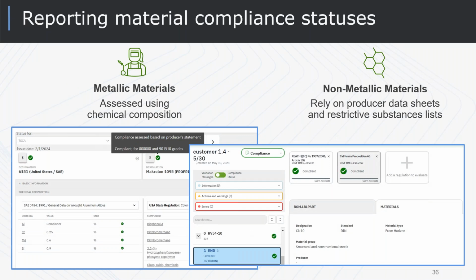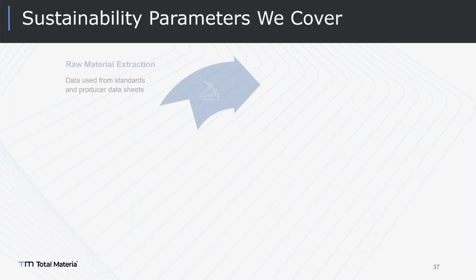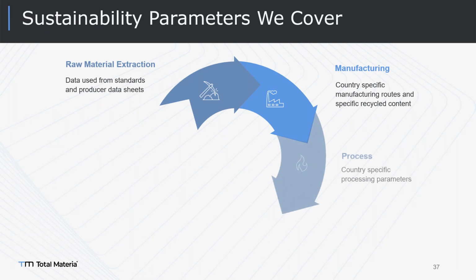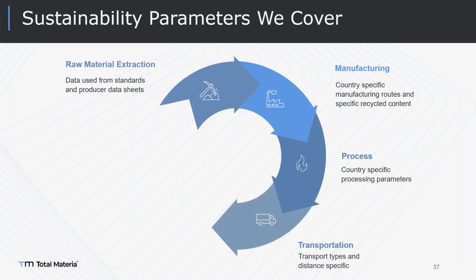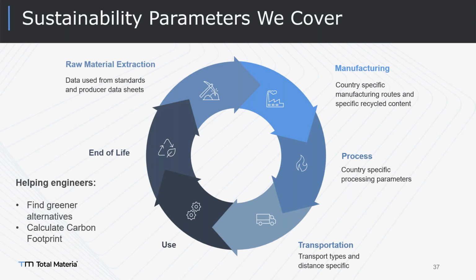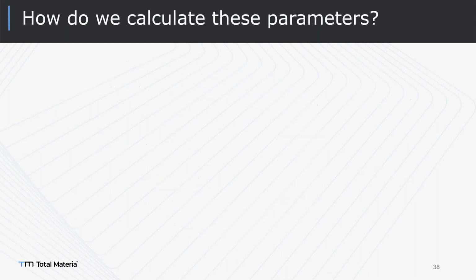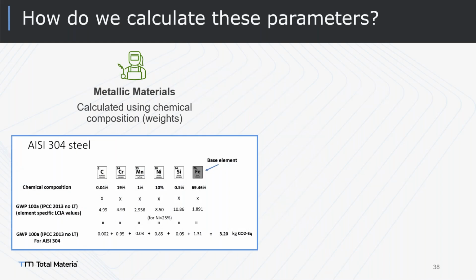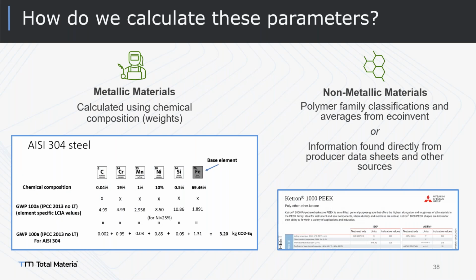These are the examples where you can add different regulations, up to 5 different regulations at the same time, but over 300 regulations that we have for you to check. Raw material extraction, manufacturing process, transportation information, and usage and end of life. We are helping engineers find greener alternatives, calculating carbon footprint, on metallic materials, non-metallic materials.